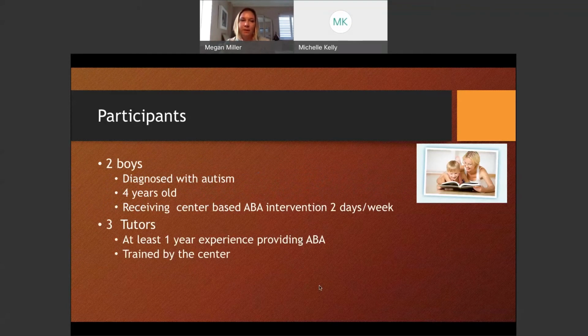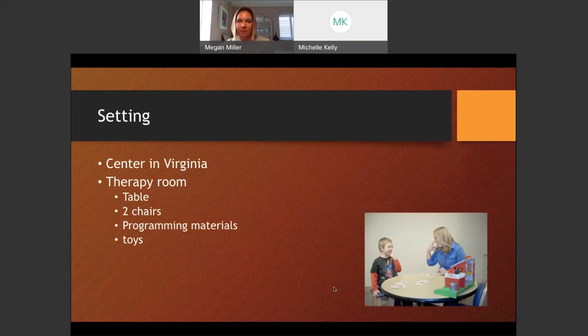Participants, we had 2 boys that had an autism diagnosis. They were both 4 years old, and they were receiving center-based ABA intervention 2 days per week. There were 3 tutors working with the boys, and they all had at least 1 year experience providing ABA, and they were trained by the center. The setting was a center in Virginia, typical therapy room, table, 2 chairs, programming materials, and toys.